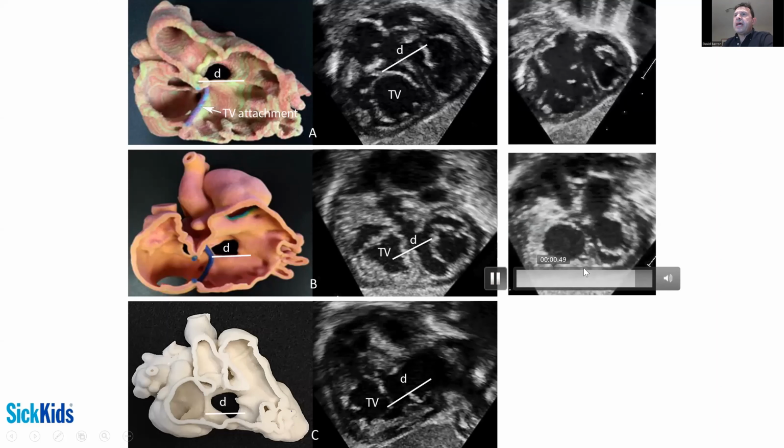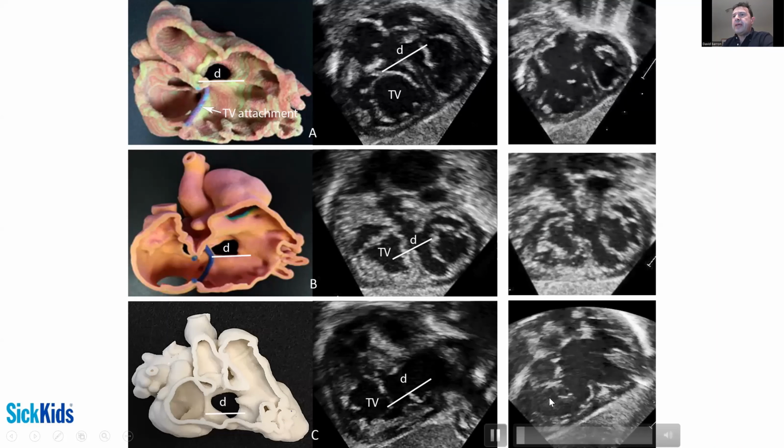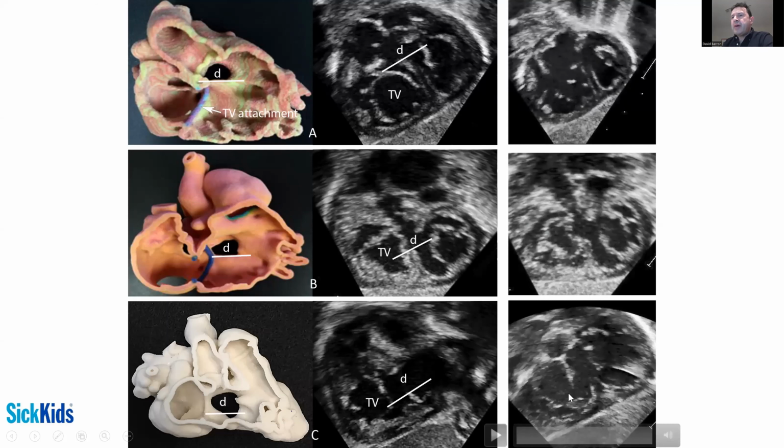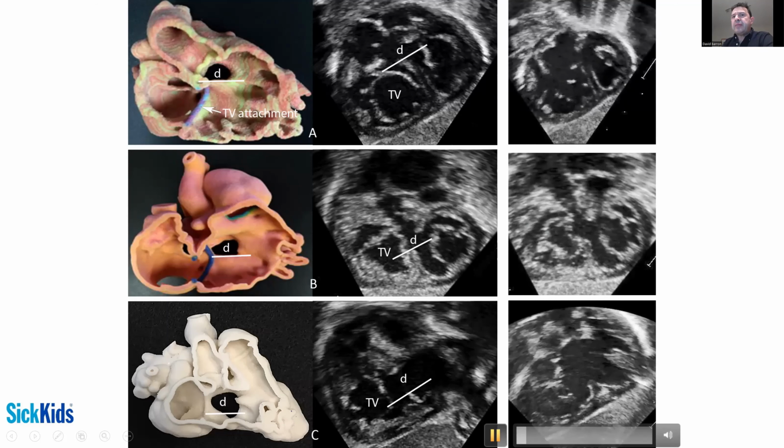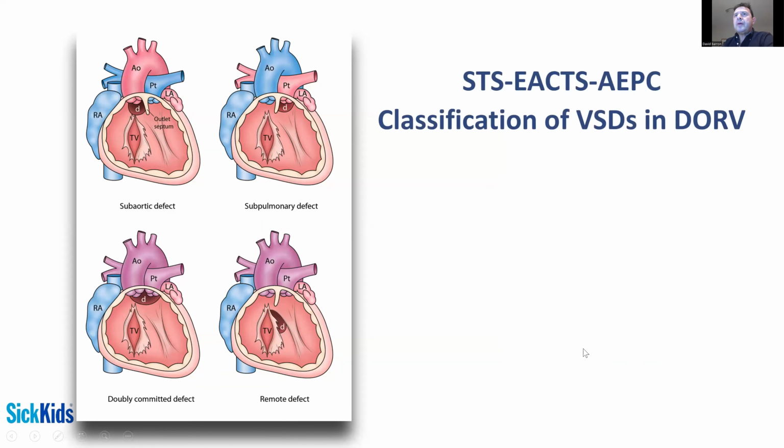Here it's more inlet, and now the tricuspid valve is getting more in the way if you're going to commit this through to the aorta, and having a 3D model is therefore so helpful in working out your pathway. And here you have very much an inlet defect, and that's going to be more difficult to commit through to the aorta.